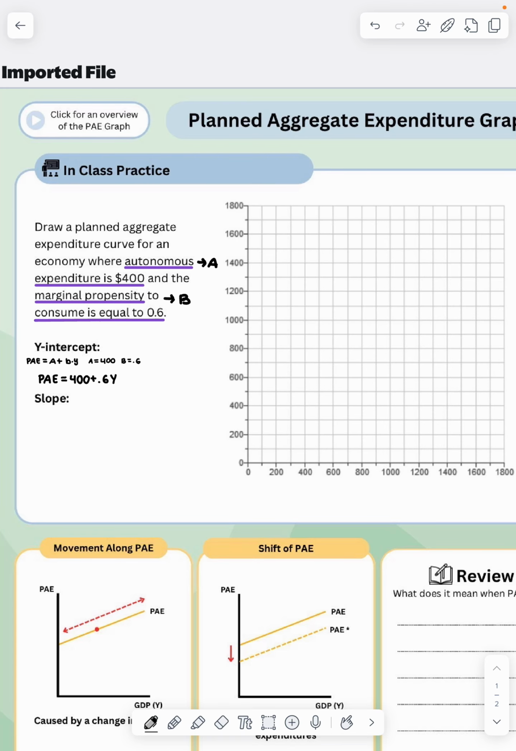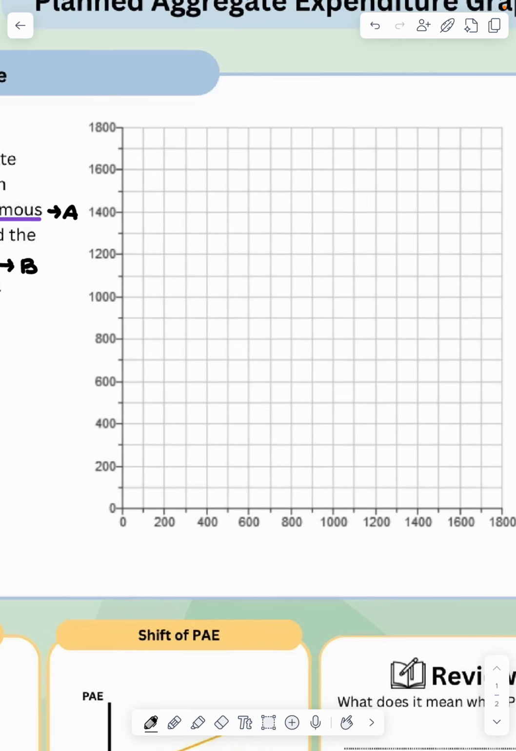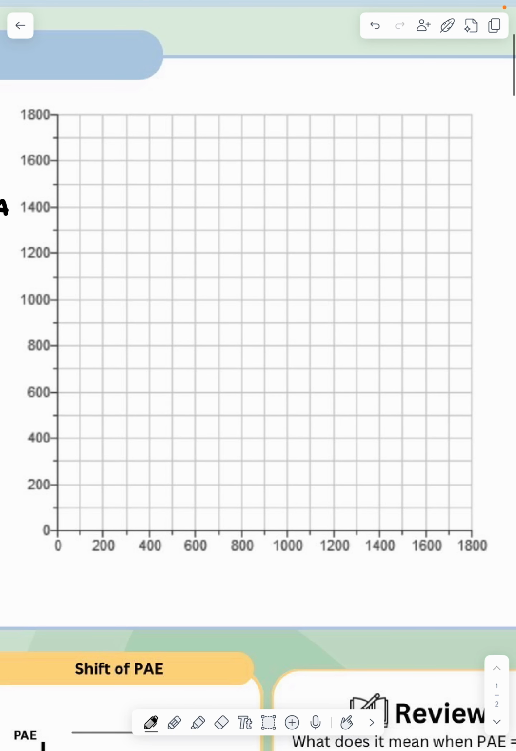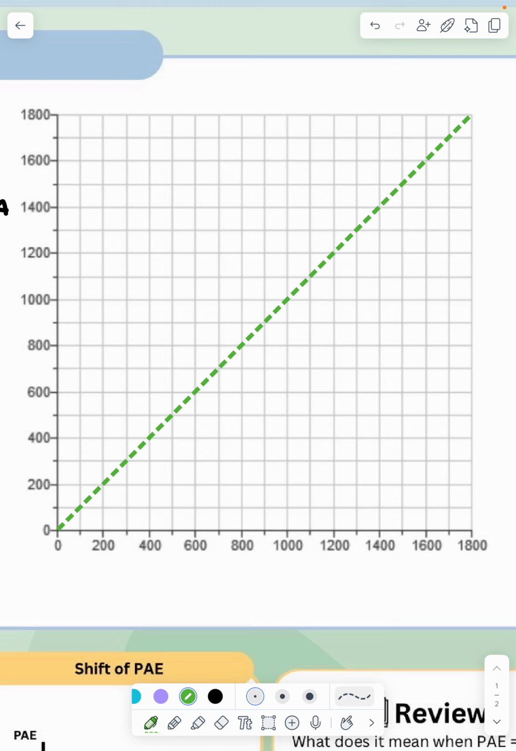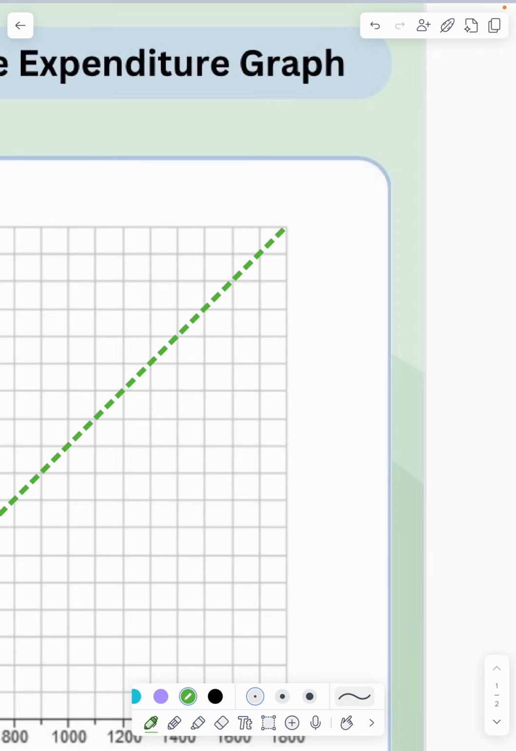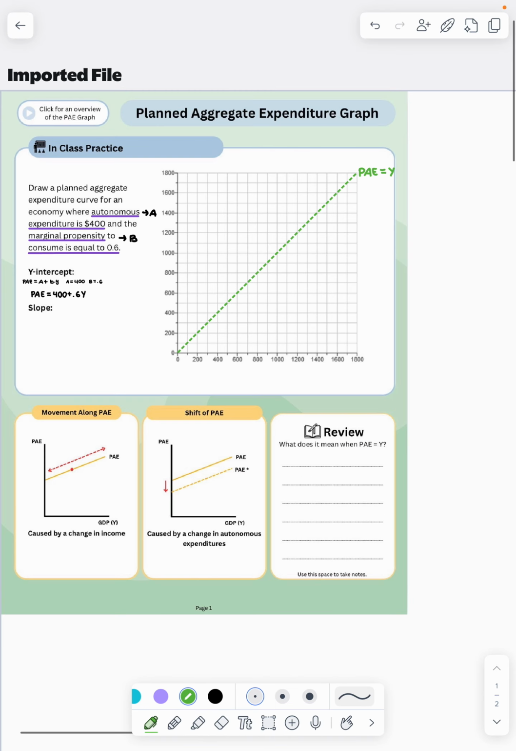The next thing that we're going to work on is actually graphing this. So this is how you draw it. You're going to draw your PAE equals Y curve, which we're going to do as a dotted green line right through here. And this line will always be right here. This is PAE equals Y.